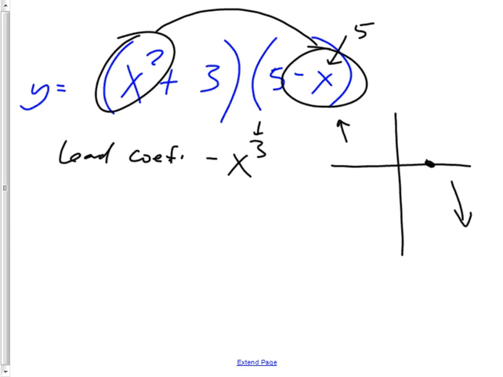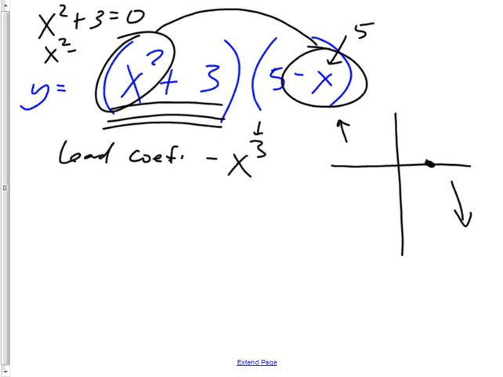Any other zeros? No, because this one, if I try to solve this, it'll never solve, because it gives you imaginary answers. Because x squared plus 3 will never equal 0. Why? Because x squared would have to equal negative 3. We'd end up with some impossible imaginary number. Okay. So I figured out I got to go through this.